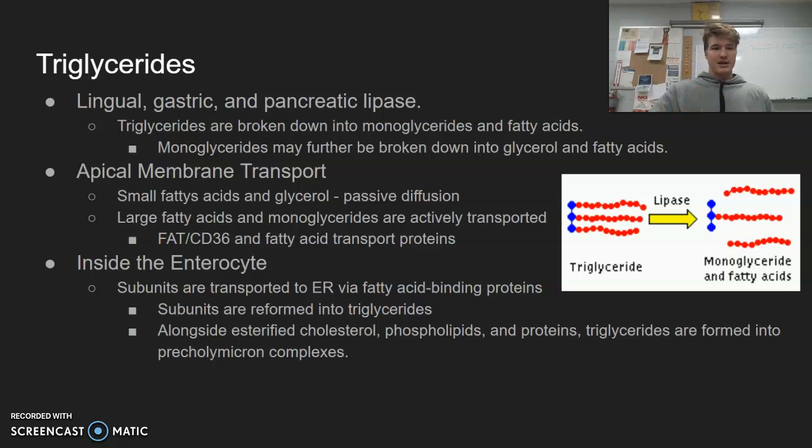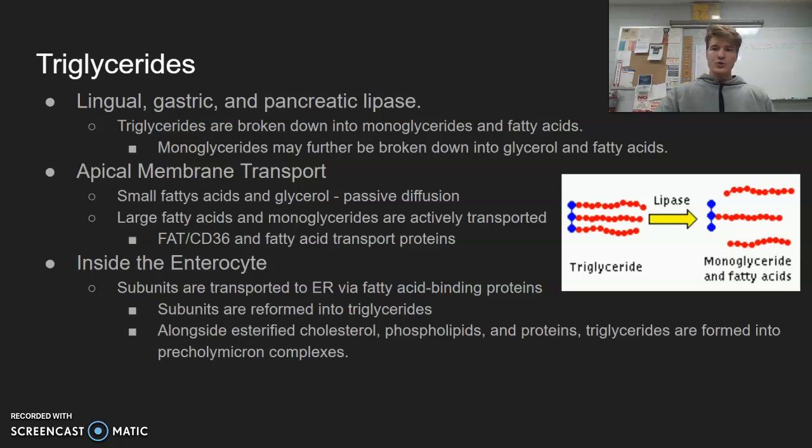And as I've touched on in the past few slides, there are lingual lipases, gastric lipases, and pancreatic lipases that all play a role in triglyceride breakdown. All these lipases break the triglycerides down into monoglycerides and fatty acids. And then the monoglycerides can even be broken down further into glycerol and fatty acids.